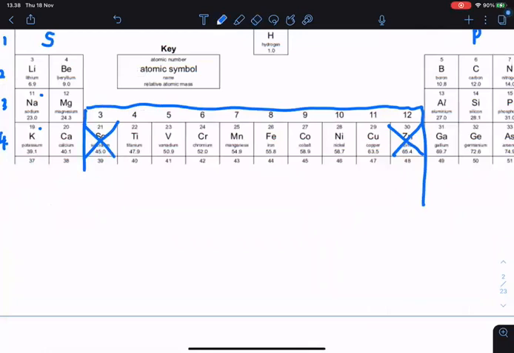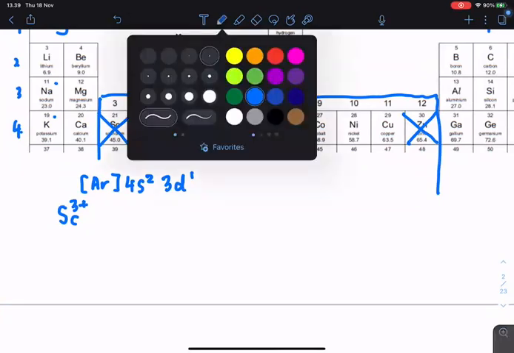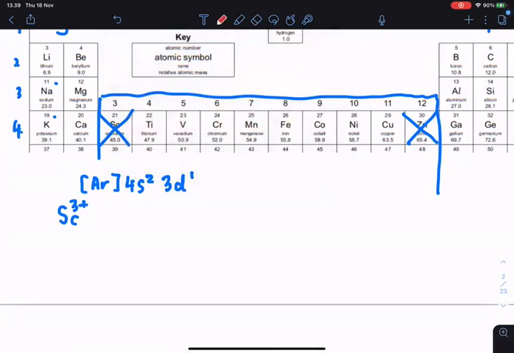When you write down the electronic configuration for scandium, it's argon, 4s2, 3d1. Scandium will always form 3+, the common ion formed by scandium. When you remove electrons, please remember this: we always remove from 4s first. When we put electrons in, we put in 4s, and then after that we put in 3d.